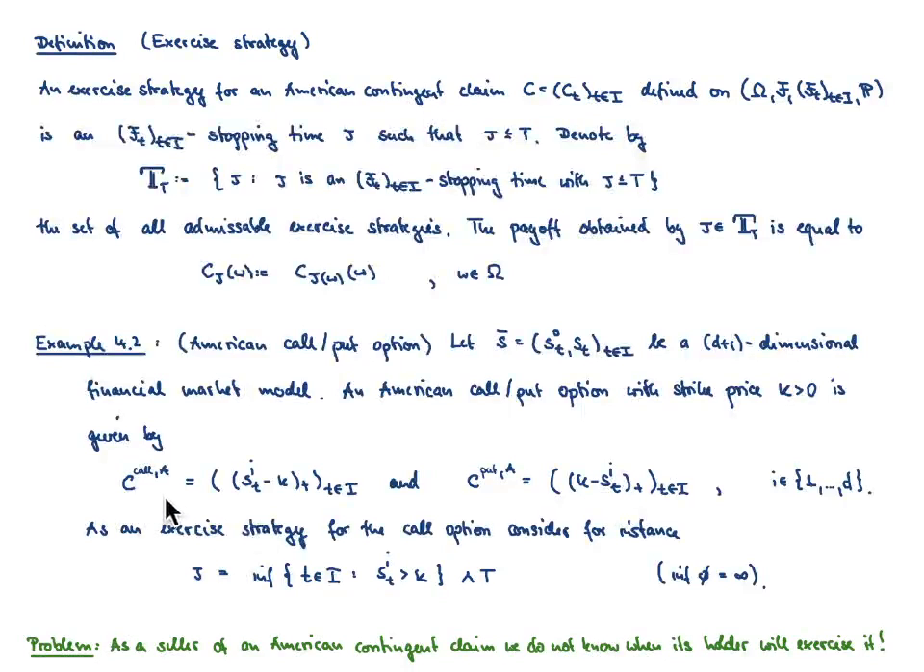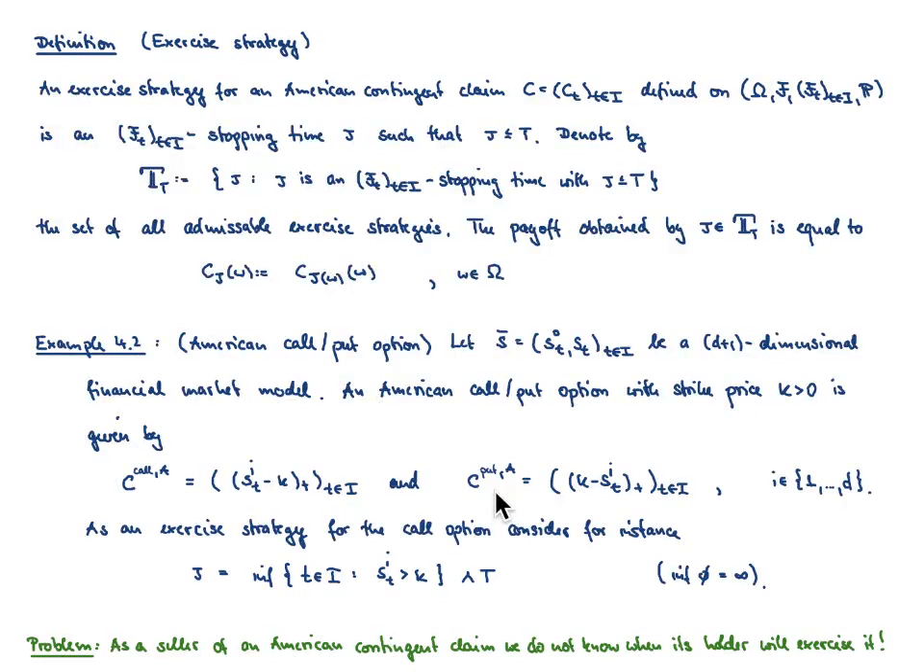And so the first process, clearly that process is adapted because our financial market model is adapted by definition, is an American contingent claim. Likewise, the American put option is for any time point F_t measurable, hence an adapted process, hence an American contingent claim.